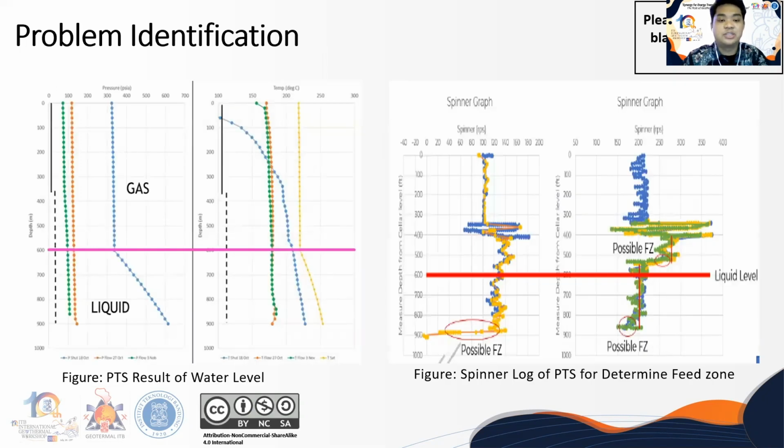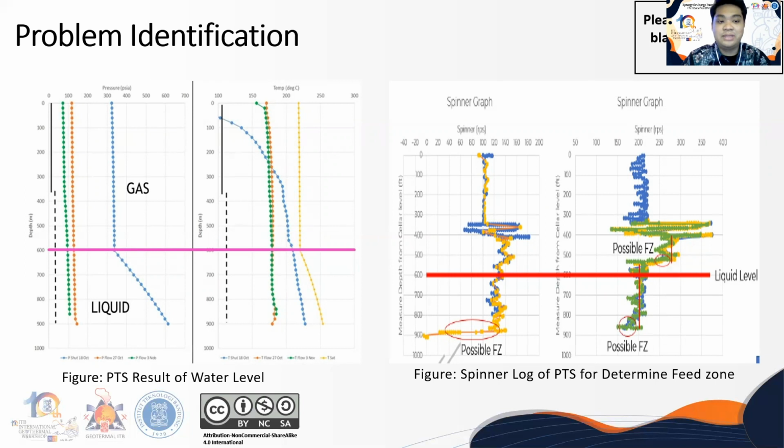Determination of the feed zone in this well was carried out by observing well logging data, that is PTS flowing test, which is measured as shown in the picture. From the observation it can be analyzed that this well has two feed zones, at depths of 550 meters and 880 meters, or I call them upper feed zone and lower feed zone. And there is also a water level at a depth of 600 meters.